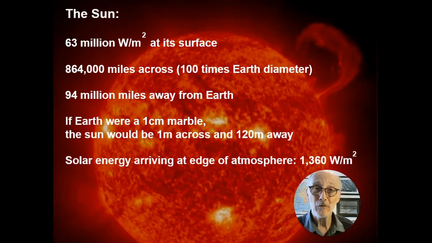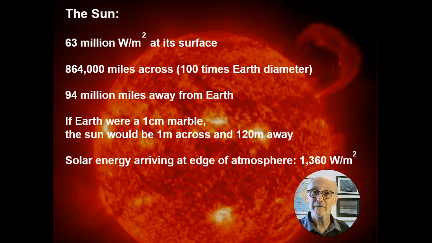Let's talk about solar energy first of all. Some facts and figures for you here. We explained about the watts per meter squared notation in the previous video. So at the Sun's surface, it's issuing 63 million watts per meter squared. That's the brightness, if you like. And remember, we talked previously about the relative sizes of Sun and the Earth, and the distance the Sun is from the Earth. It's 94 million miles away, and if the Earth were a 1 centimeter marble, the Sun would be 120 meters away, and it would be a meter across. So the Sun's a long way away.